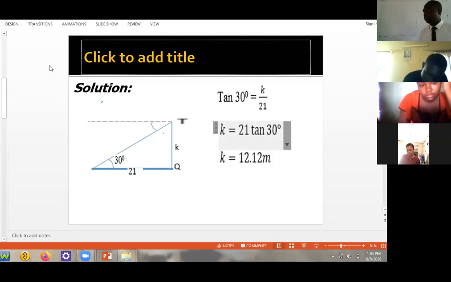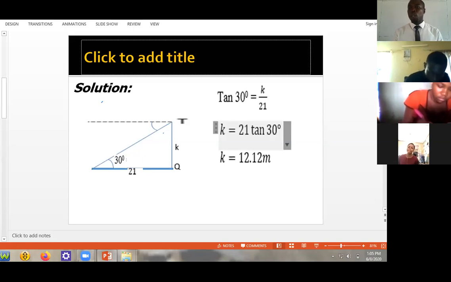Oh, true. Are we through? Yes, sir. Okay. Should we go to the next example? Yes, sir. So what will be the height of the tree? What will be the height of the tree?